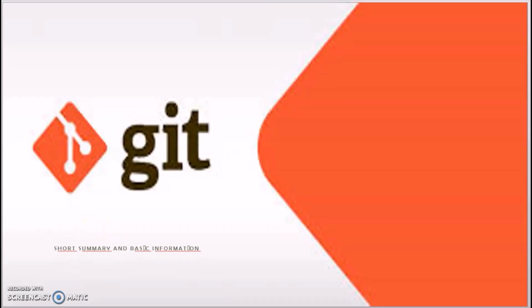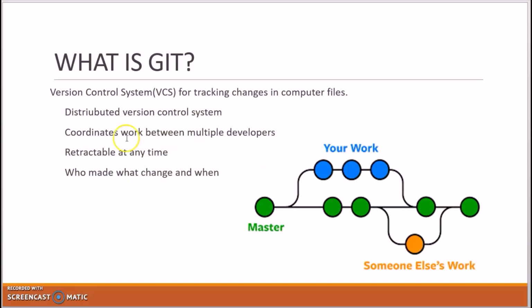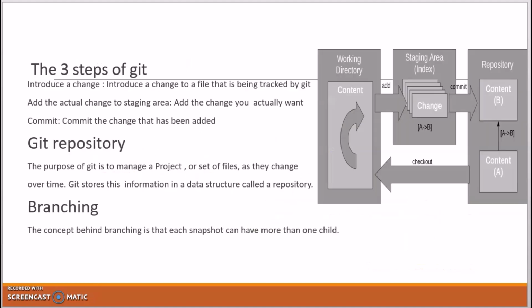Let's talk about what Git is. Git is software that runs locally. Your files and their history are stored on your computer. You can also use online hosts to store a copy of the files and their revision history. You can see who made what change and when. The 3 steps of Git: introduce a change, add the change to the staging area, commit.